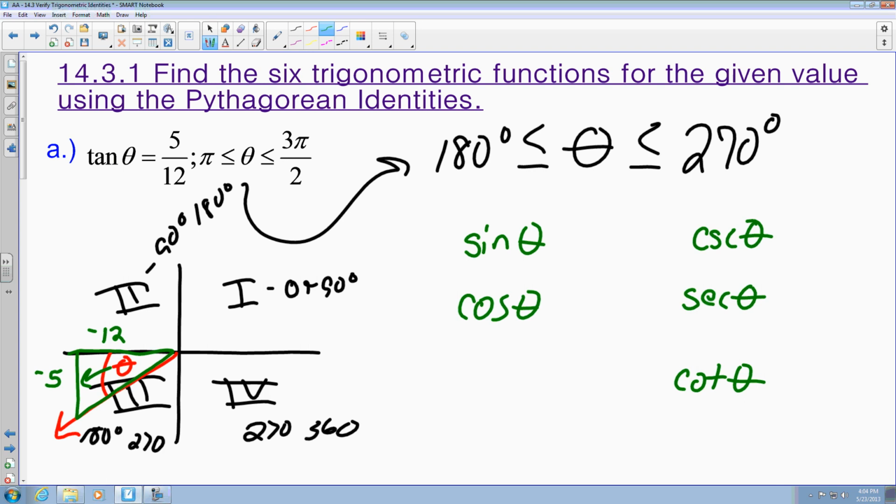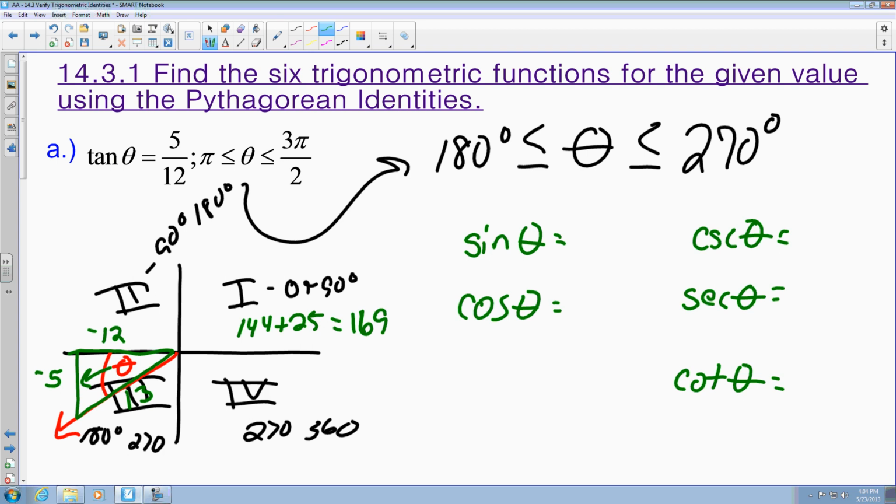Well, in order to do that, we need to find what the hypotenuse is for that triangle, and we can do that by using the Pythagorean theorem. We know that our two legs are 12 and 5, but we can use a squared plus b squared equals c squared. So negative 12 squared is 144, plus negative 5 squared, which is 25. That ended up equaling 169, and the square root of 169 gives us a value of 13.